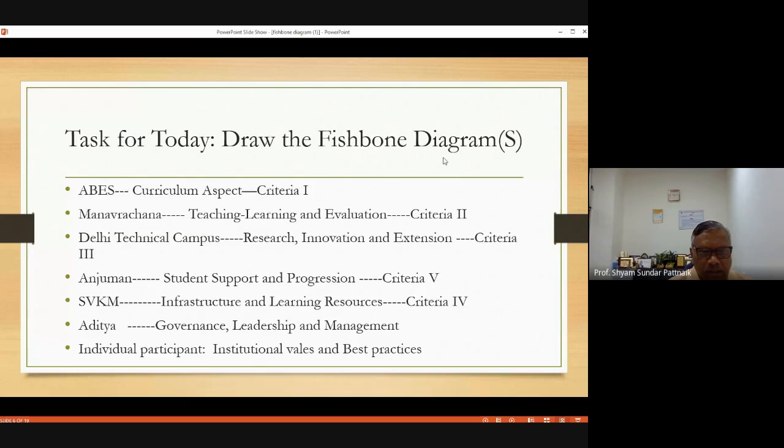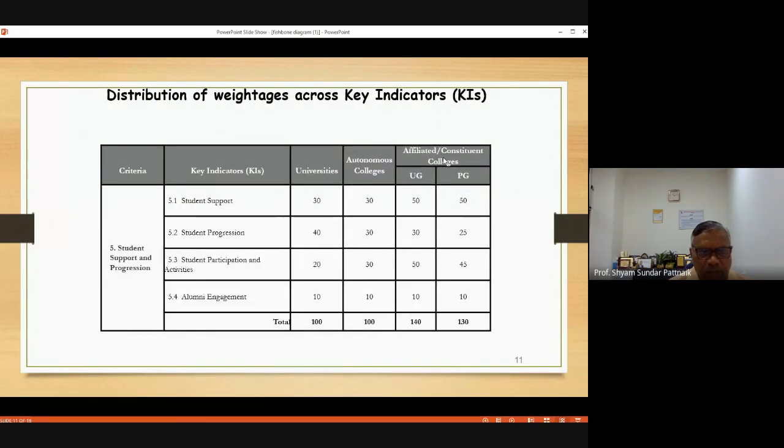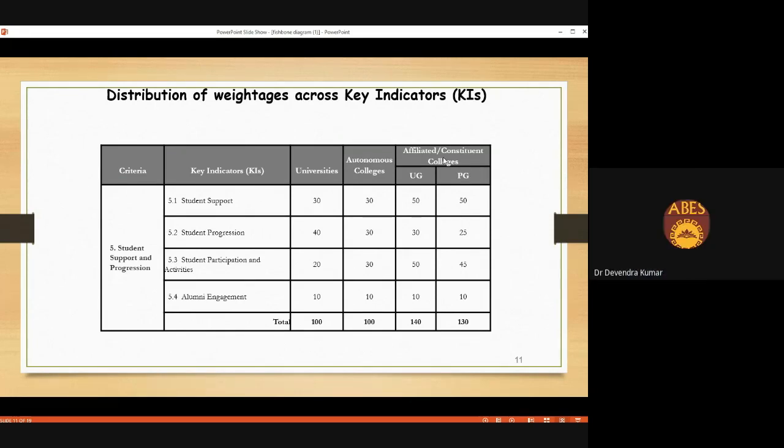Anjuman, yours is criteria 5, student support and progression. Anjuman, you people have to note down that this is the criteria you have to work upon for the fishbone diagram. Sir, can you please show that diagram where ABS is written, curriculum, I want to see.